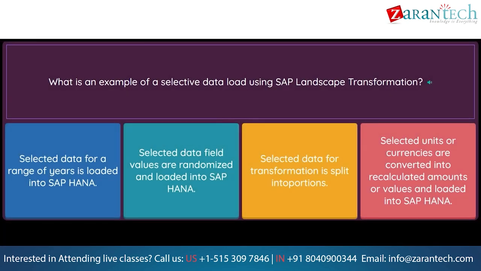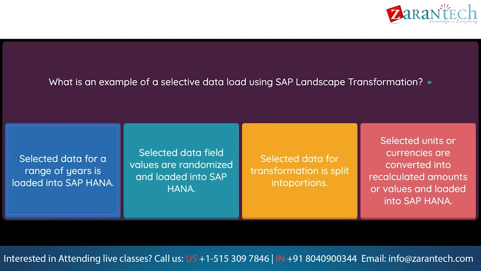Question: What is an example of a selective data load using SAP Landscape Transformation? Option 1: Selected data for a range of years is loaded into SAP HANA. Option 2: Selected data field values are randomized and loaded into SAP HANA. Option 3: Selected data for transformation is split into portions. Option 4: Selected units or currencies are converted into recalculated amounts or values and loaded into SAP HANA.